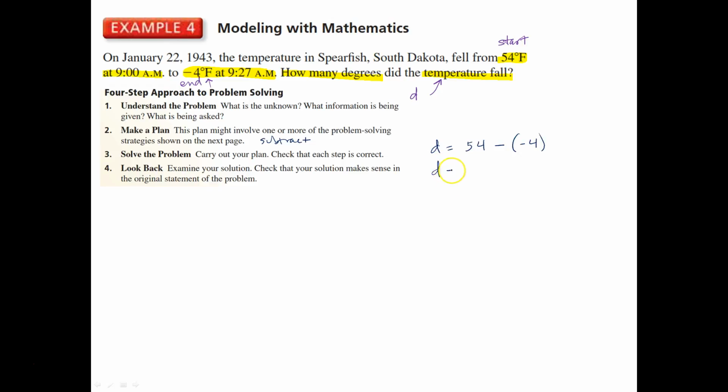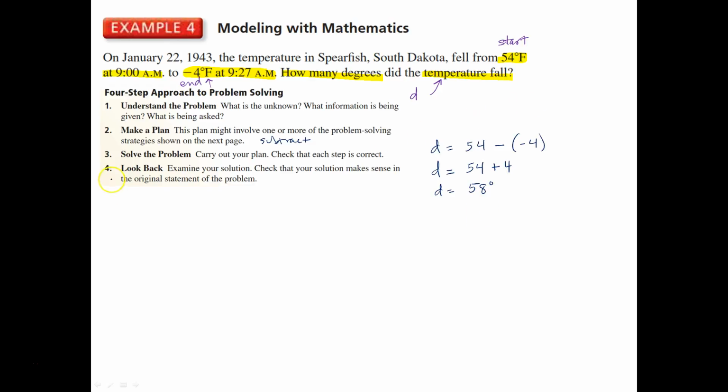So what happens when we subtract the negative? One way to think about it is I'm taking away something bad, so that means it's good. Or I'm taking away the fact that you lost 4 things, so in a sense you got 4 things. So when you subtract the negative, it's the same as adding a positive. So it moved 58 degrees.